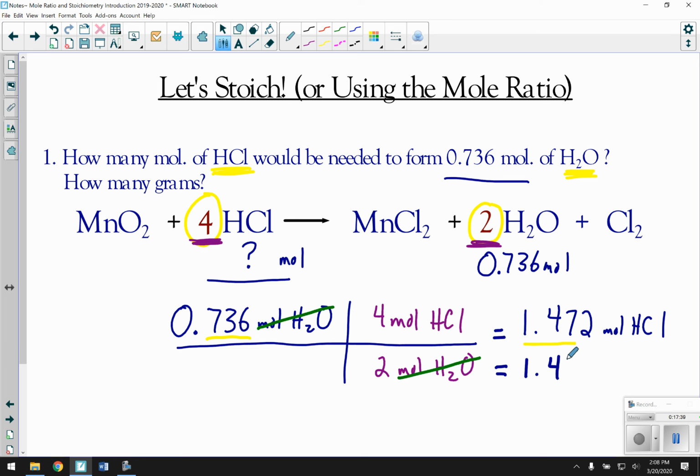It turns out we would need to start with 1.47 moles of HCl, because how many moles of HCl would we need to make this much water? And that's the answer, guys.